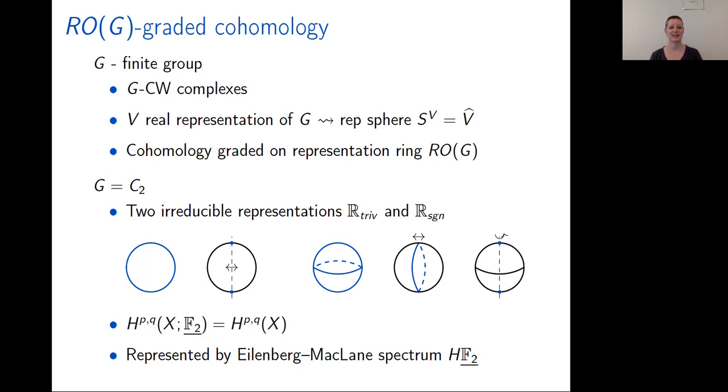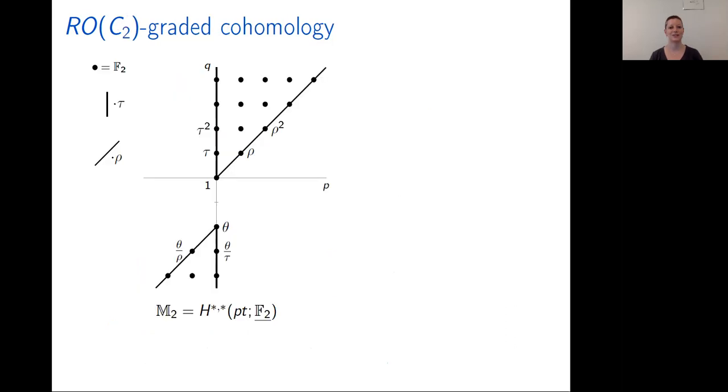Unfortunately, even though this is the analog of working with coefficients in a field, computations here are quite challenging. Even the cohomology of a point is quite complicated. So here's a picture of M2, the bi-graded cohomology of a point as a C2 space. We see these two cones, and every lattice point inside these cones represents a copy of F2. The top cone is polynomial in tau and rho, and the bottom cone has a class theta that's infinitely divisible by tau and rho. This makes M2, the cohomology of a point, an infinite dimensional non-Noetherian ring.